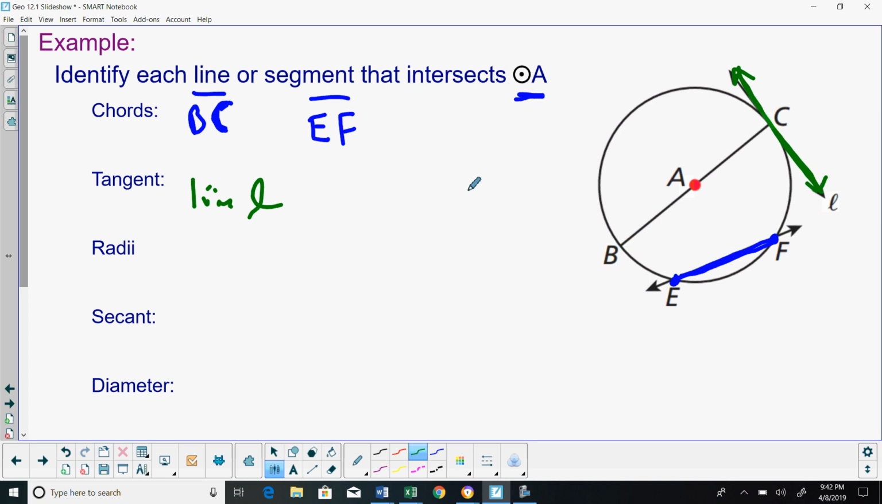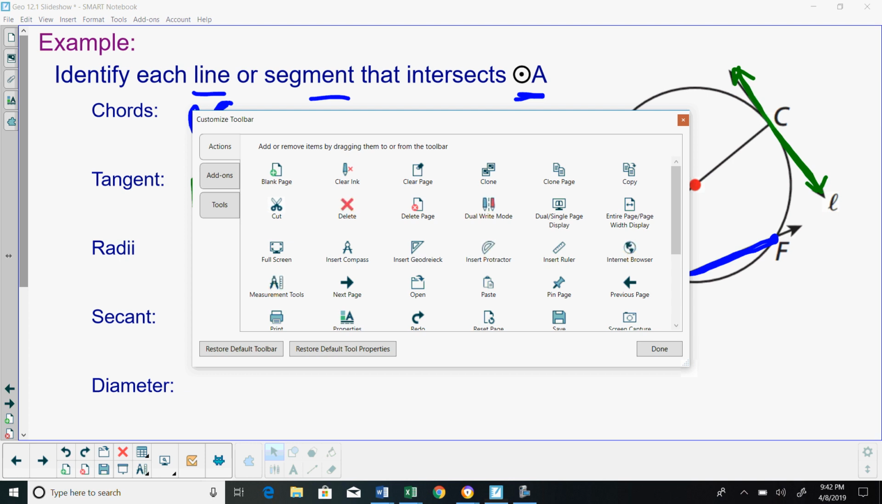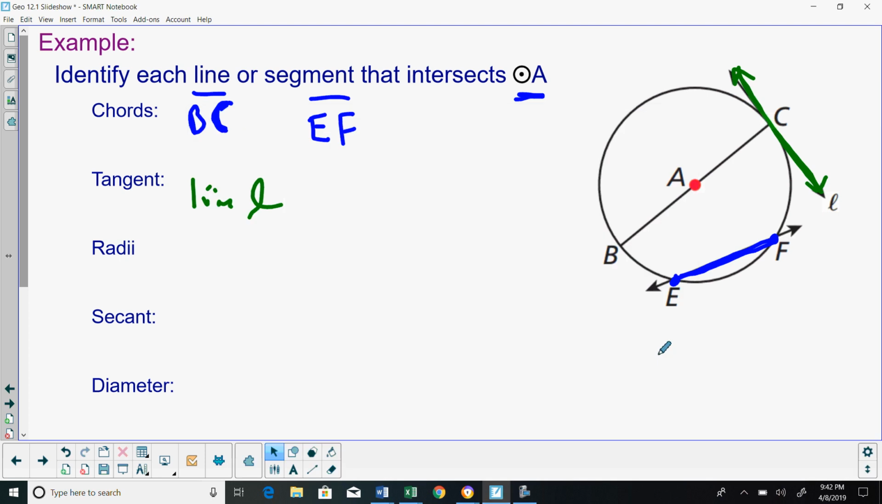How about a radii? Well, radii is the plural of radius. So do you see a radius in this diagram? Well, I think I can see a radius right here from point A to point B. So I'm going to list that, segment AB, as a radius. But I could also list segment AC as a radius. So segment AC is another radius. So taken together, these would be radii of the circle.